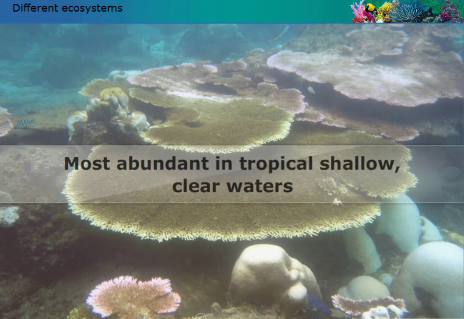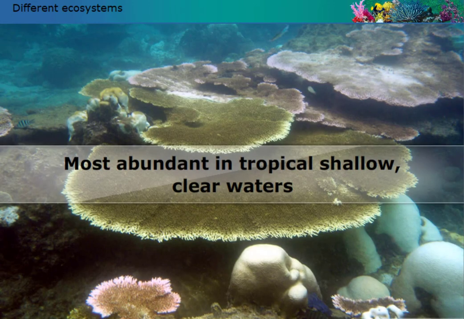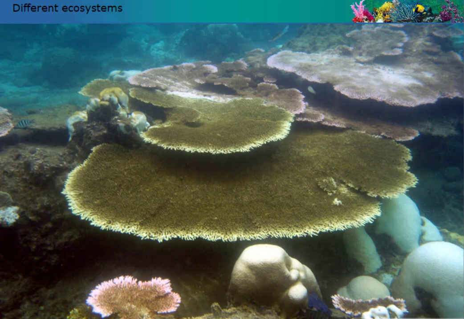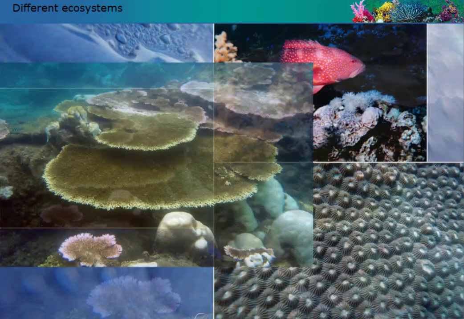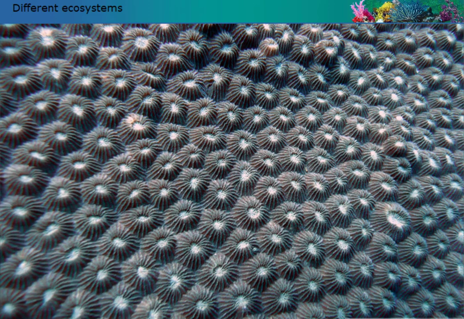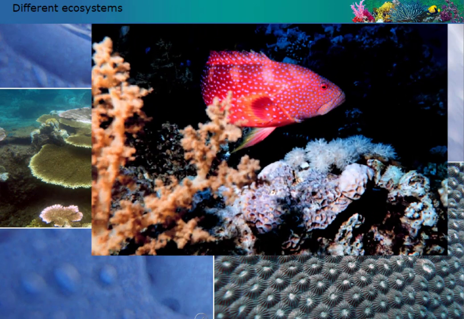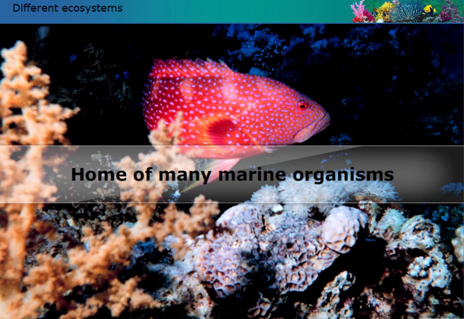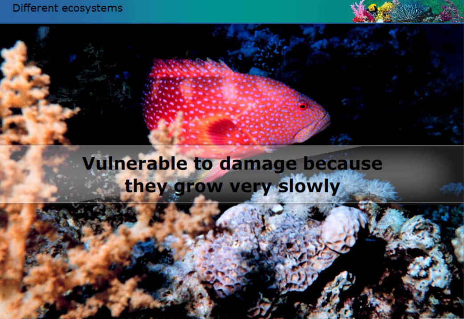Coral reefs are most abundant in tropical, shallow, clear waters near the equator. Some coral reefs can be found in deeper waters and in colder regions. While coral reefs look like coloured rocks, they are in fact animals, colonies of polyps that are related to anemones and jellyfish. Coral polyps build large reef structures in various shapes. These reefs are the home of many marine organisms, including numerous fish species, invertebrates, animals without backbones, and turtles. Coral reefs are vulnerable to damage because they grow very slowly.